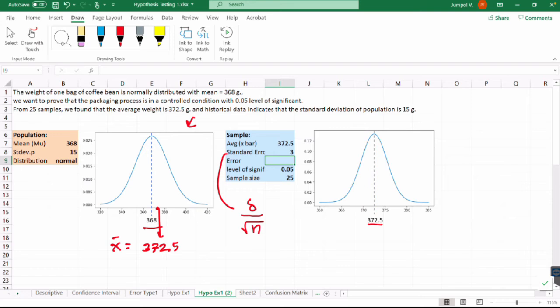And then now we want to find the range of the confidence interval, right? The range of the confidence interval, like this one. So this one is something like around here and here, right?